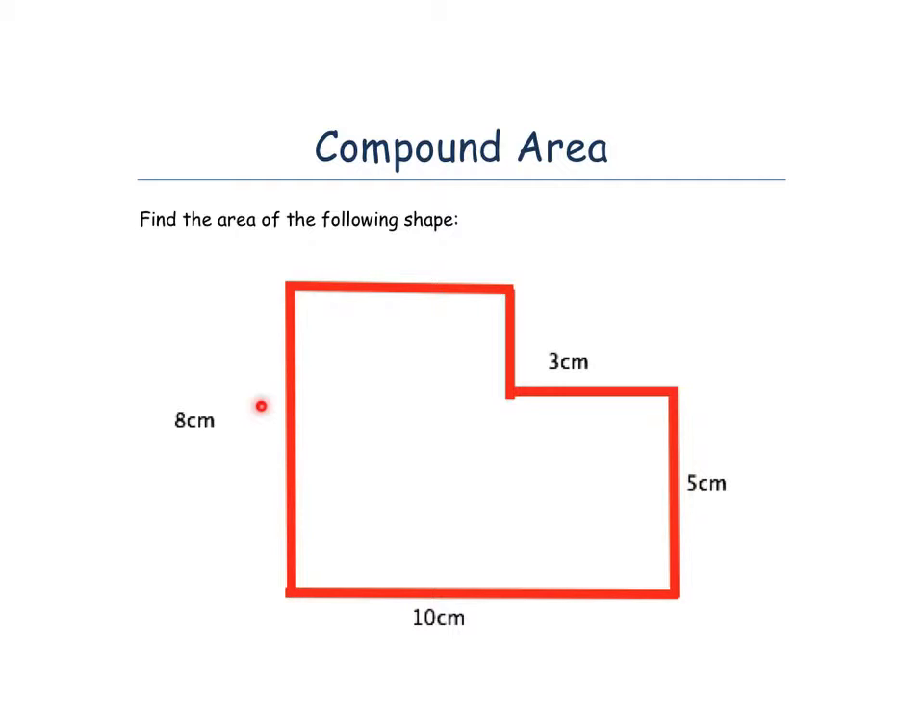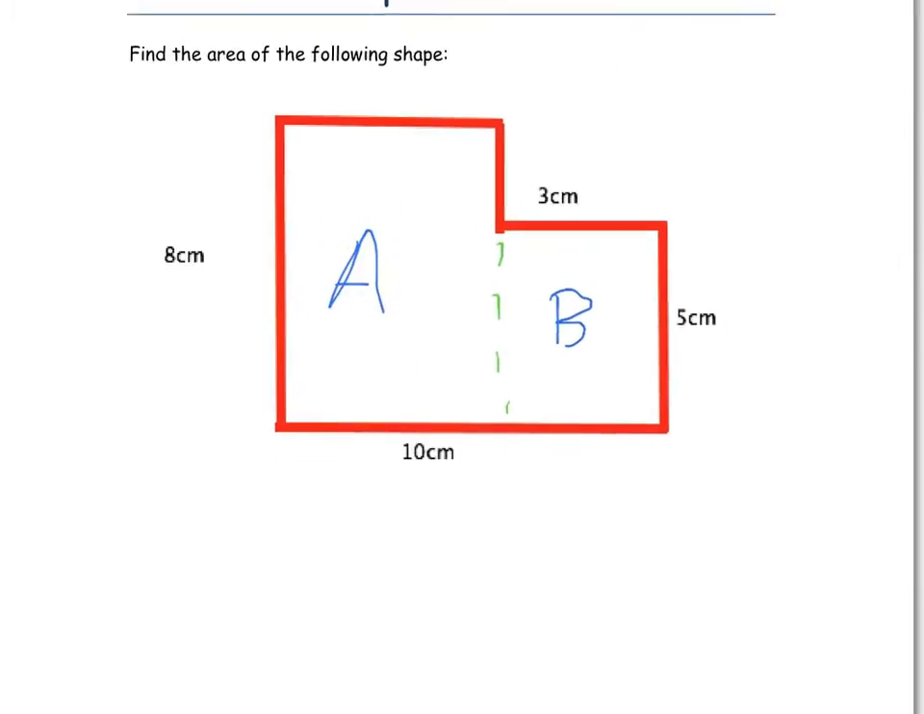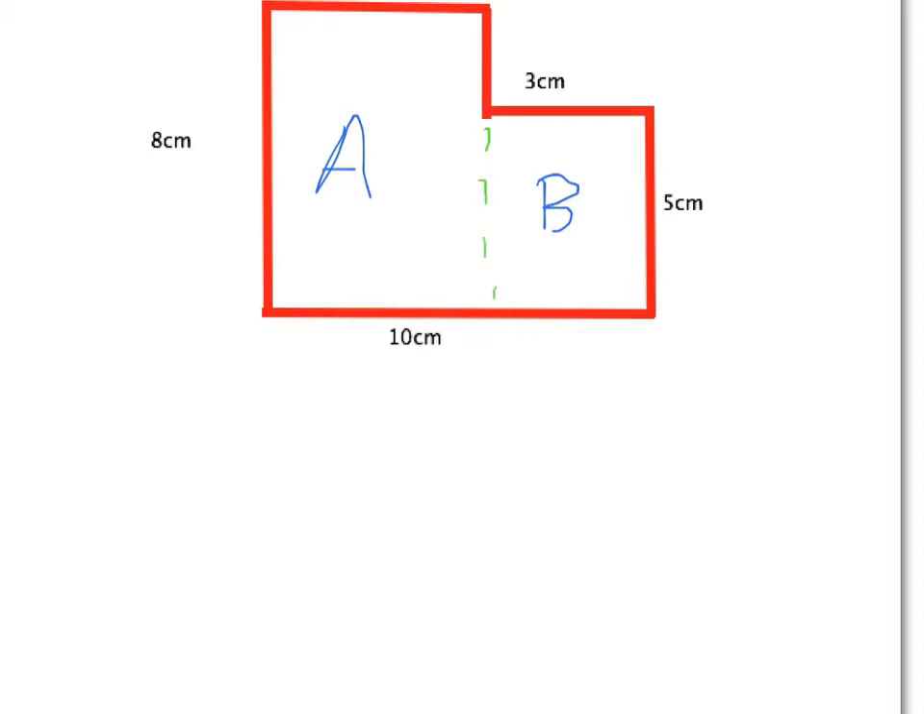Now I'm going to split it down here. And now we've got two rectangles. Now what I generally do is I like to label one of them A and one of them B. And we're going to find the area of both section A and section B, then add the final areas together.